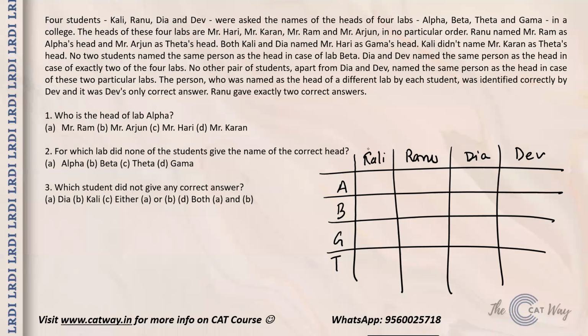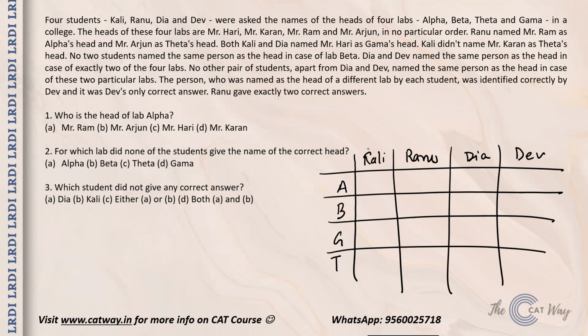Now the question that we have is that four students, Kali, Ranu, Diya and Dev were asked the names of heads of four labs, Alpha, Beta, Theta and Gamma in the college. Now heads of these four labs are Mr. Hari, Mr. Karan, Mr. Ram and Mr. Arjun in no particular order.